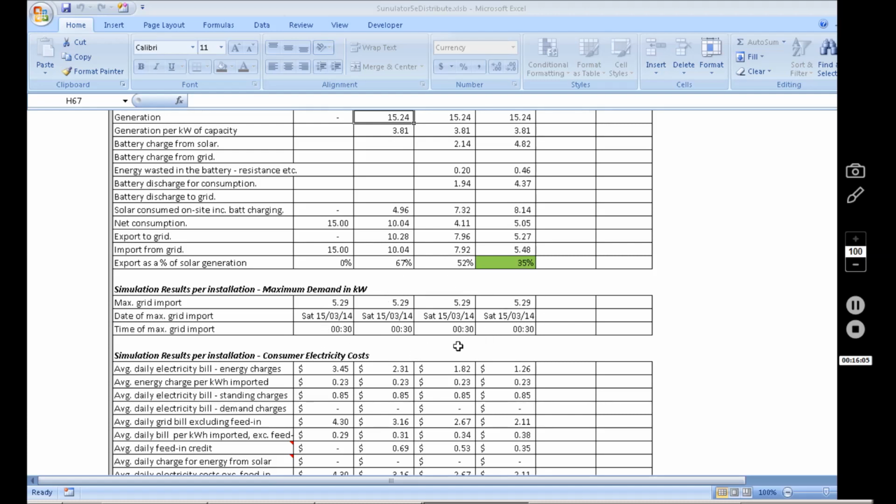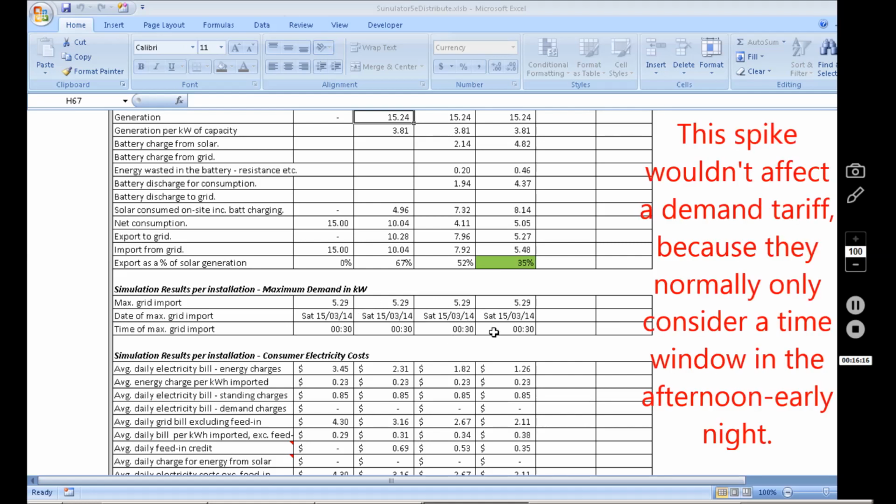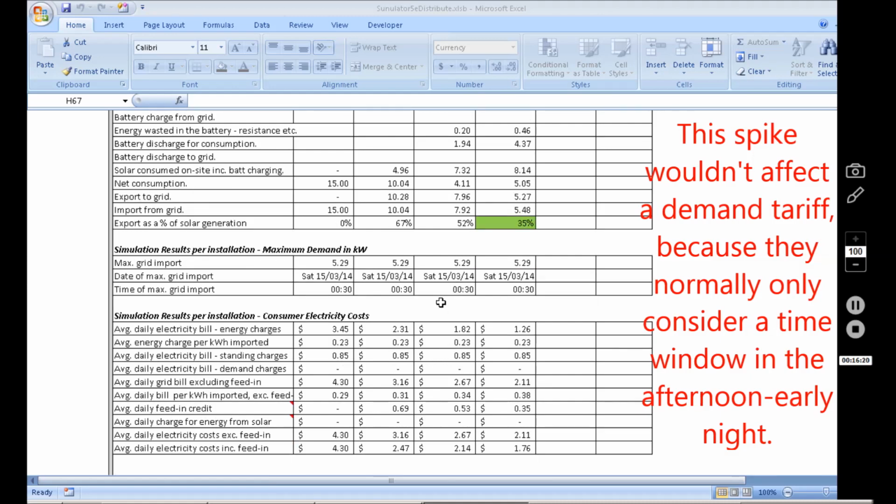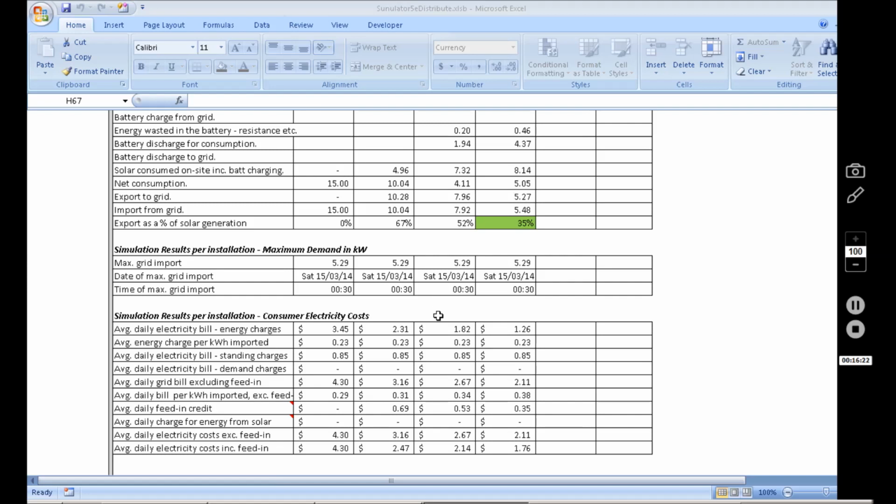For some data sets, you might see a daytime spike which gets reduced by your solar systems and your solar battery systems. In this case, they maybe had a big party on the 15th of March or something, which is the max of the morning, and it hasn't been able to be covered by the solar or the battery on that day.